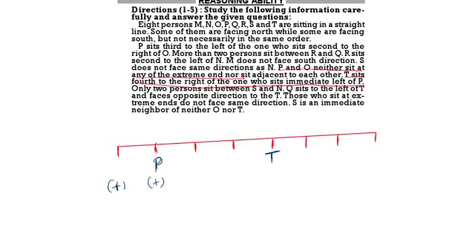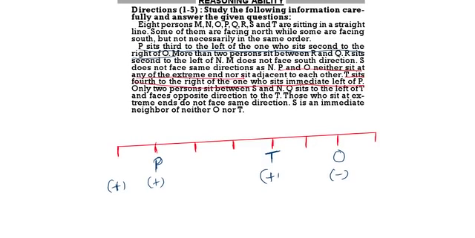P sits third to the left of the one who sits second to the right of O. See here, T is third to the right of P. That means T I am taking as plus. P sits third to the left of T, and T is sitting second to the right of O. That means O I am taking here. O is minus, since T is second to the right of O. So O is minus, and minus means facing away from the center.